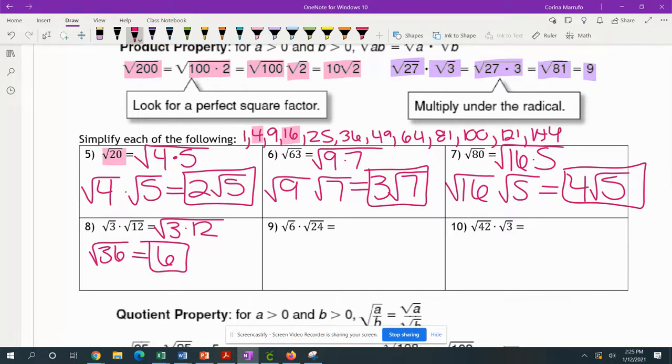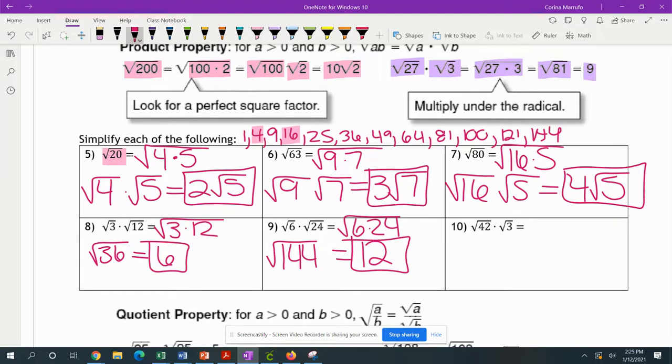Okay, so I'm going to go ahead and multiply 6 times 24 in the same square root. Now 6 times 24 is going to give me 144. And we can take the square root of 144 and get a whole number. That gives us 12.